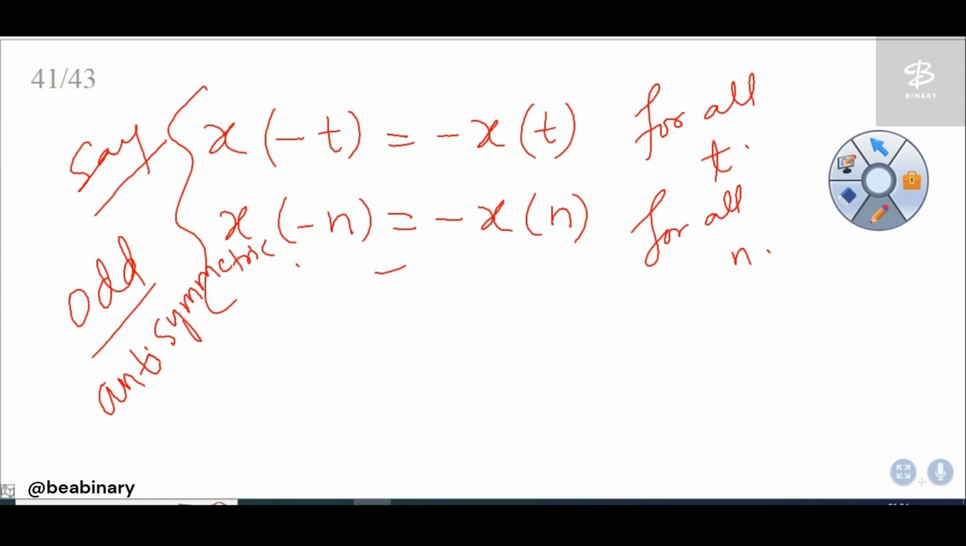So you have to keep these conditions in mind. In order to determine whether a continuous or discrete type signal is an odd signal or an even signal, you can apply these conditions. This is very important, because with the help of these conditions you can determine whether the signal is odd or even.